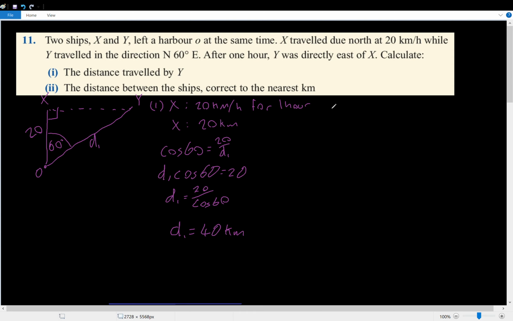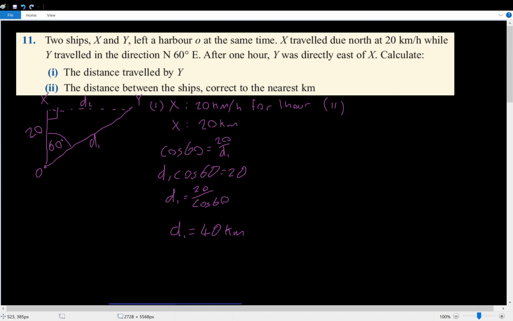Now for part 2, we've got to find the distance between the ships correct to the nearest kilometre. But we don't need to use our answer for part 1 for this, although we could if we wanted, and we could use Pythagoras' theorem with 40 as our hypotenuse, 20 as the side we do know, and the distance between X and Y as the side we don't know. But we're not going to bother with that. We'll call the side we don't know over here D2.